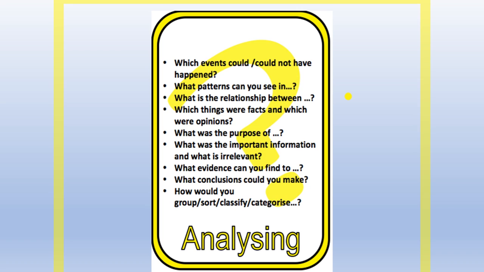In analyzing, we can ask students which event could or could not have happened. What pattern can you see in? What is the relationship between? Which things were facts and which were opinions? What was the purpose of? What was the important information and what is irrelevant? What evidence can you find to? What conclusion could you make? How would you group, sort, classify, or categorize things?